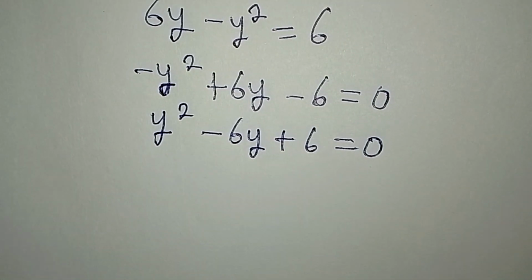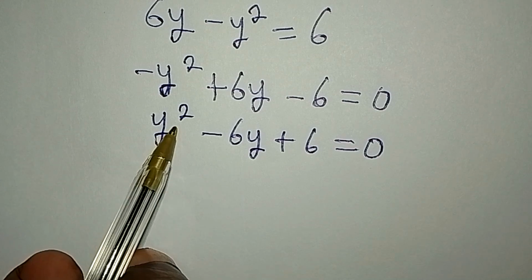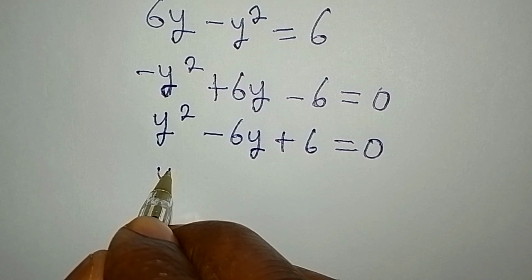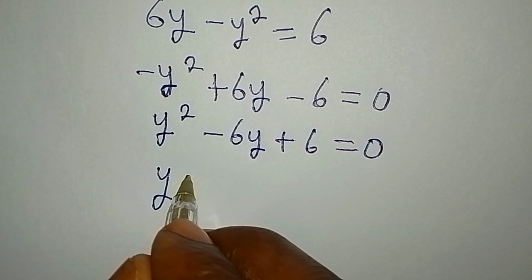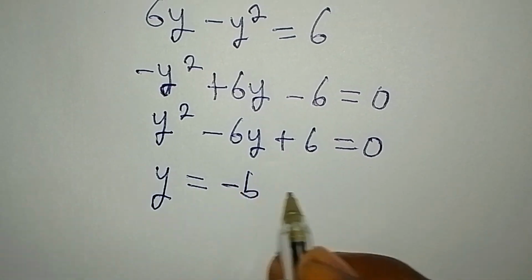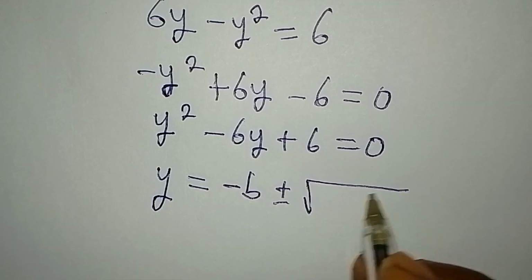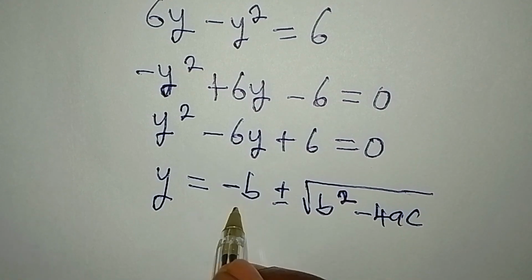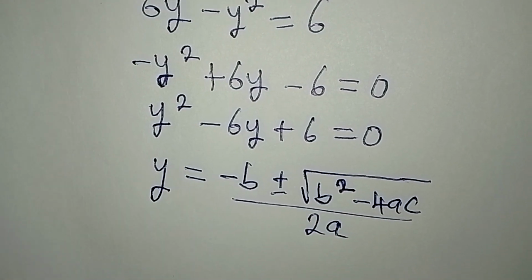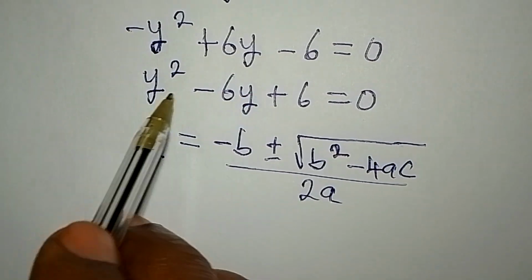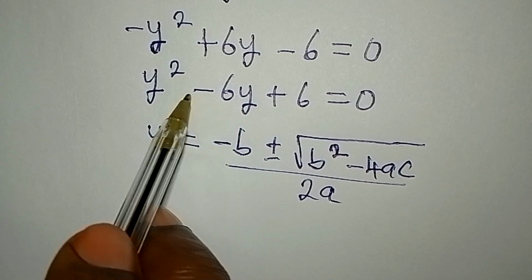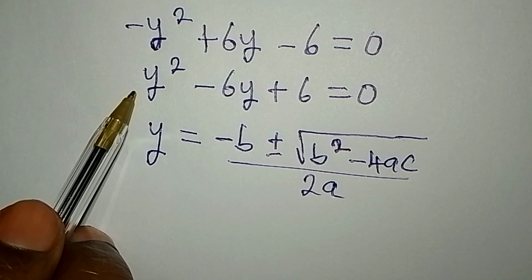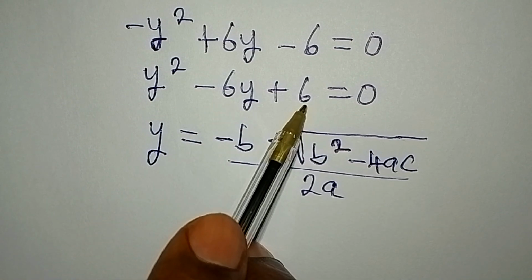Now, how do we solve this problem? This is a quadratic equation because of the highest power of 2. Let's use the formula method to deal with this. y is equal to minus b plus or minus square root of b squared minus 4ac, everything over 2 times a. I'm writing y here because it is what we are looking for in the quadratic equation. According to this quadratic equation, our a is 1, our b is minus 6, and c is 6.